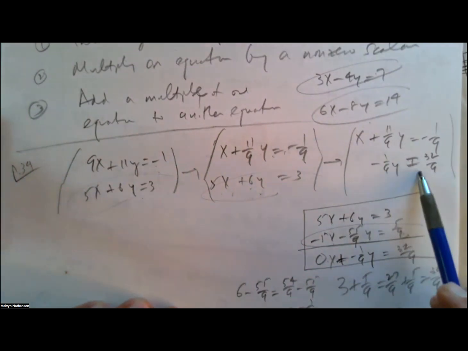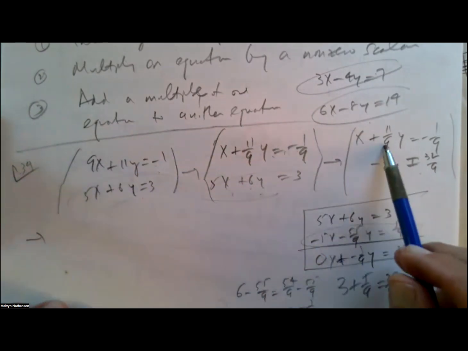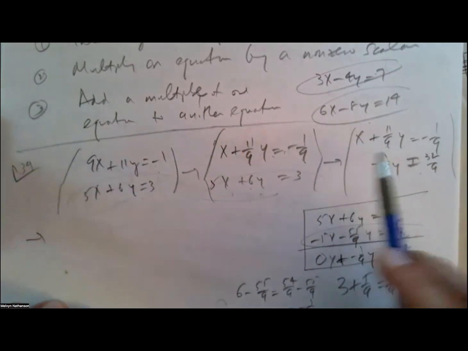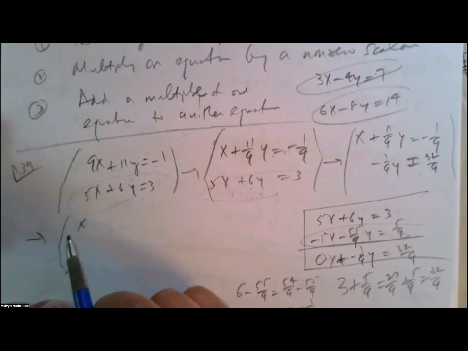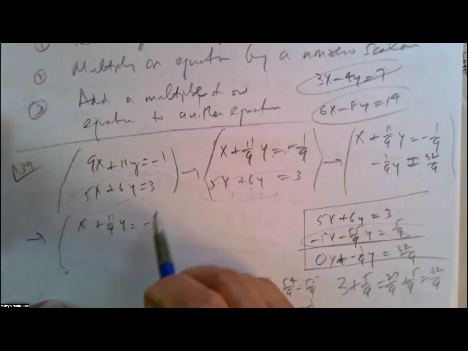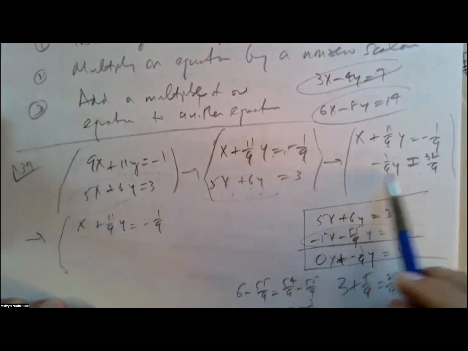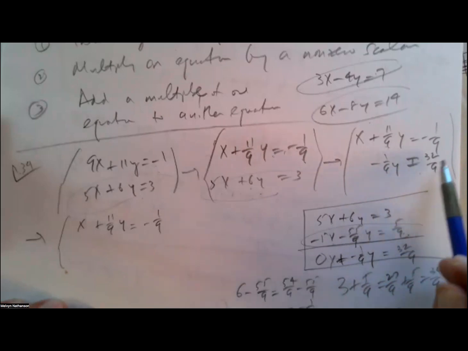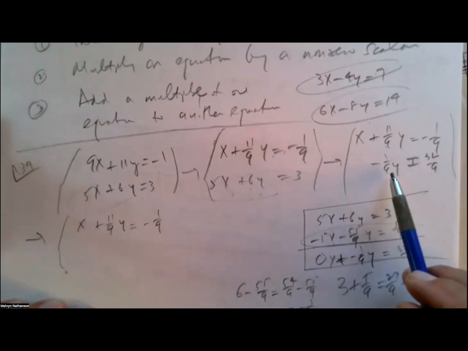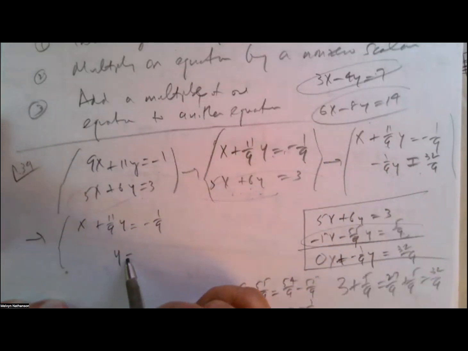All right, so now I have this. I won't change the first equation yet. The first equation is x plus 11 over 9y equals -1 over 9. But let me multiply the second equation by -9. I'm allowed to multiply an equation by a non-zero number. I multiply by -9, I get y equals -32.